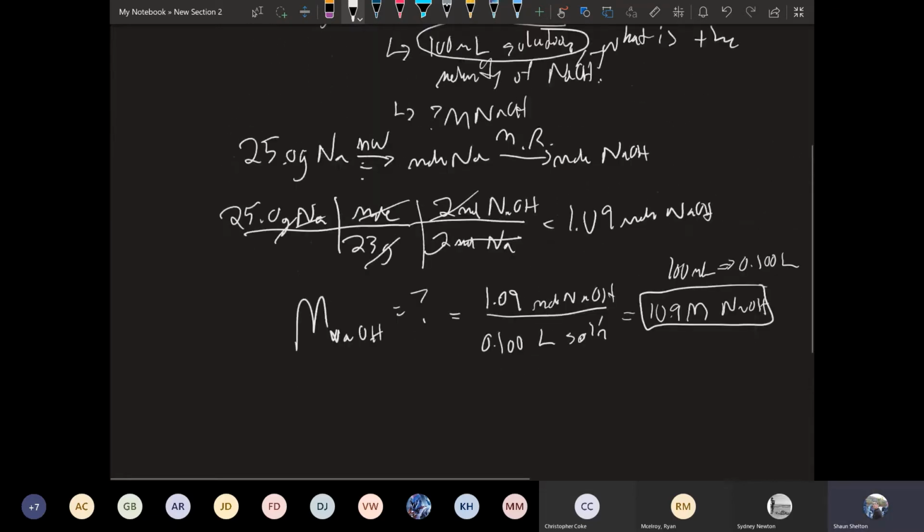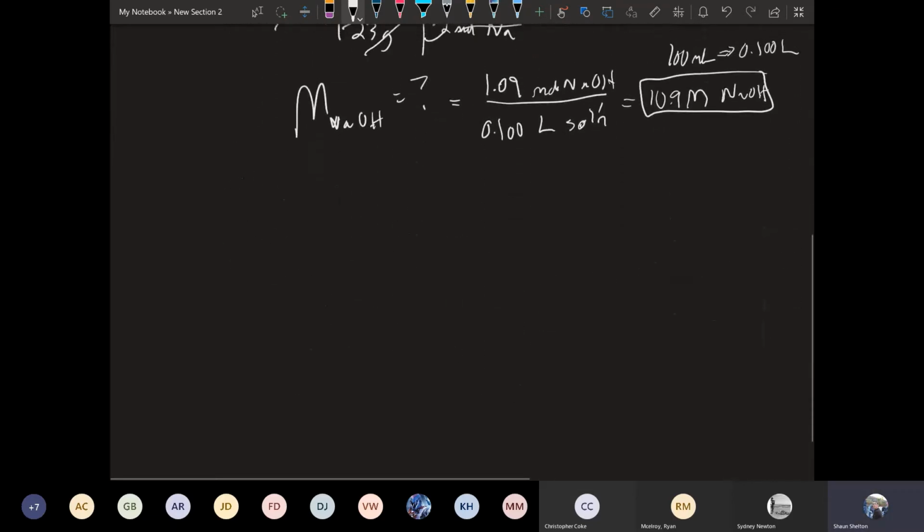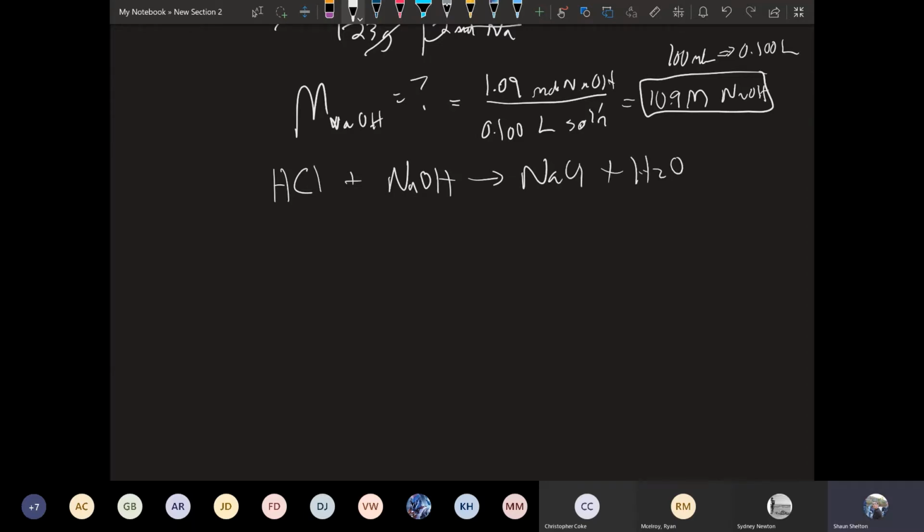So another problem might be where we take HCl, now we're getting into these different types of reactions. So take HCl reacting with sodium hydroxide to form sodium chloride plus water. So this would be an example of a neutralization reaction because you have your acid HCl and you have your sodium hydroxide, which is a base. And so anytime you react an acid with a base, you form salt plus water.